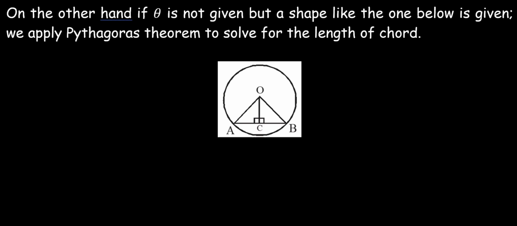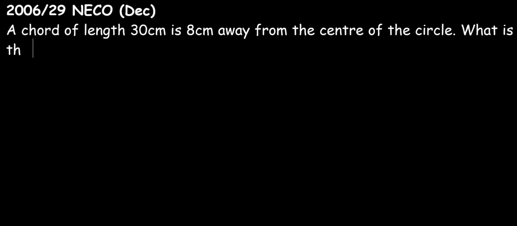Next, we take some examples. 2006/29 NECO December. A chord of length 30 cm is 8 cm away from the center of the circle. What is the radius of the circle? The options are given. Solution.